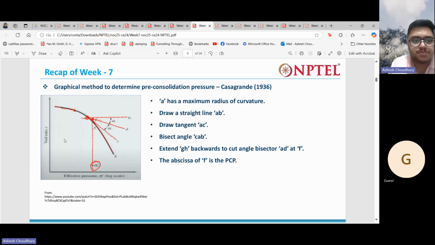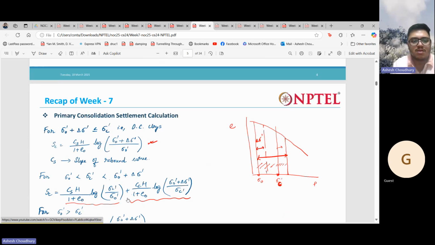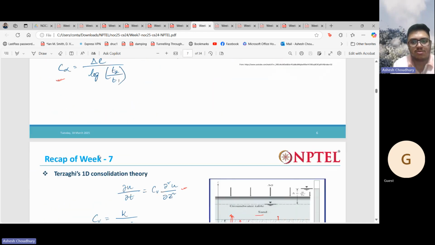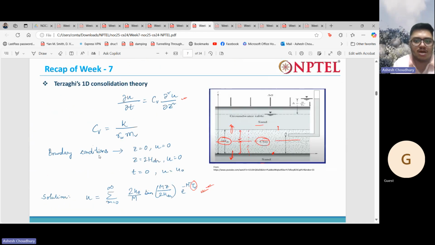So how to determine this pre-consolidation pressure from this void ratio versus effective pressure plot? This was also discussed, as you can see it's given here. Then the settlements, how to calculate this, you know. Then comes Terzaghi's one-dimensional consolidation theory.